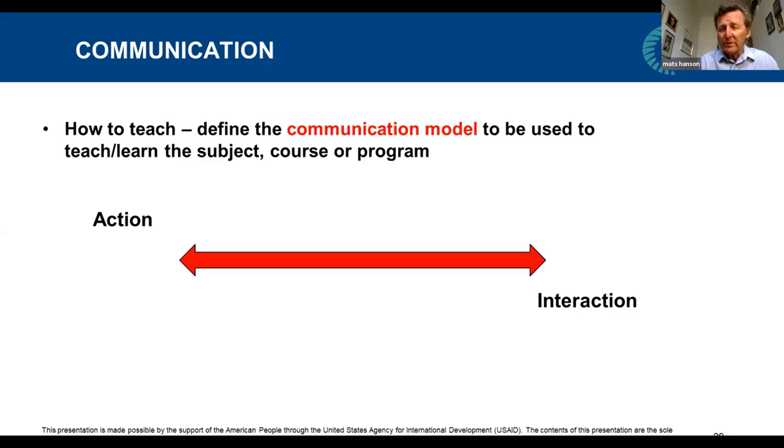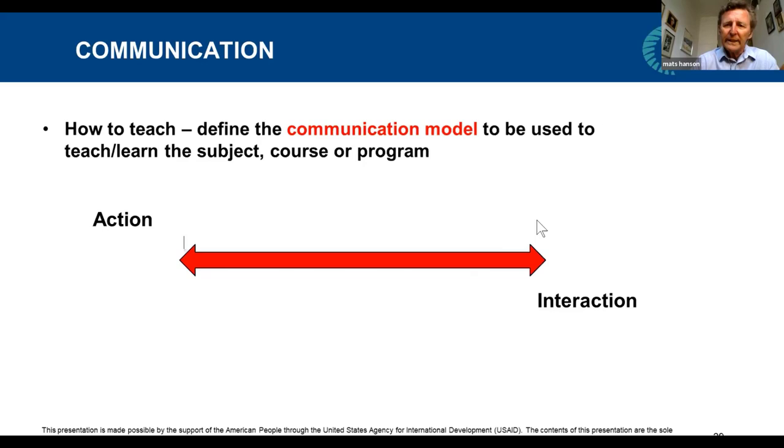It's also connected to leadership. So if you are going to train leadership, you have to do it in an interactive way. Otherwise, you cannot train leadership. So it's obvious if you have on the learning outcome that you should train the students to leadership as one part of the CDIO, it's not a good idea to have action-oriented communication model. So try to avoid that one if the learning outcome is more to train the interaction.